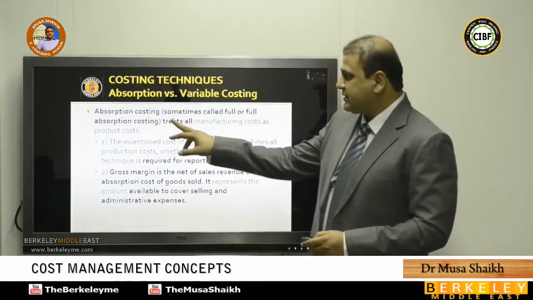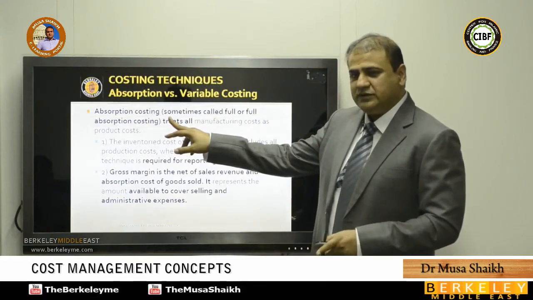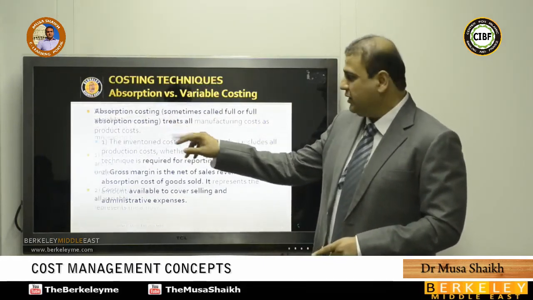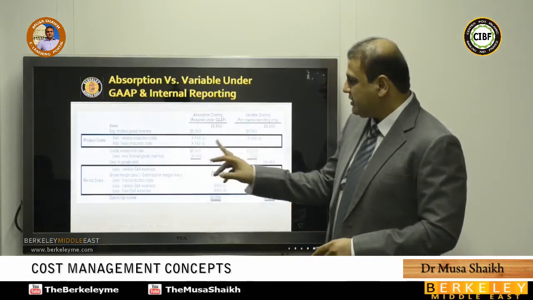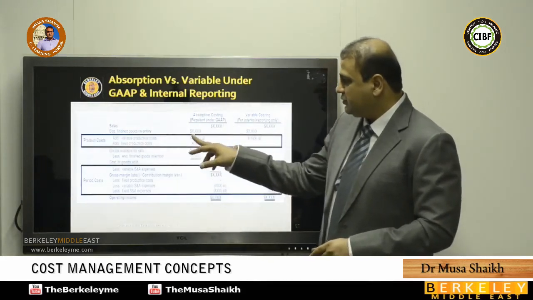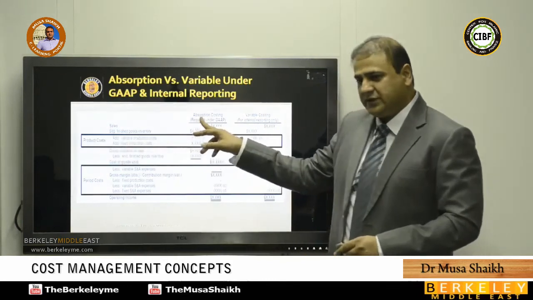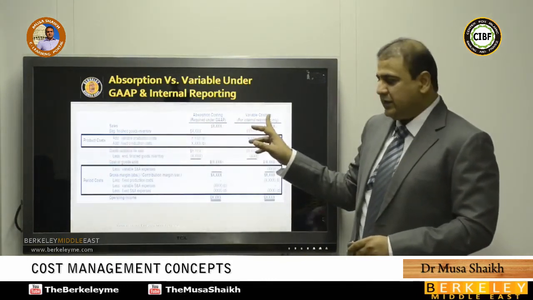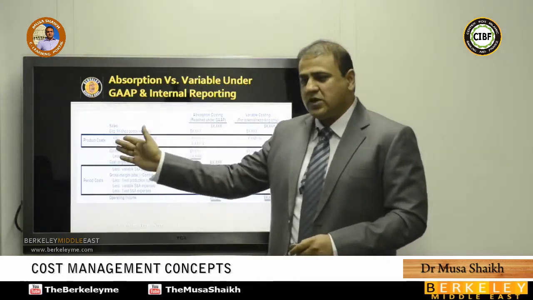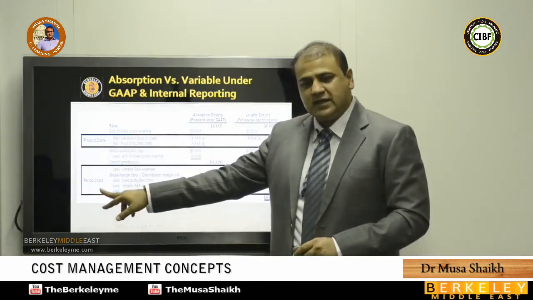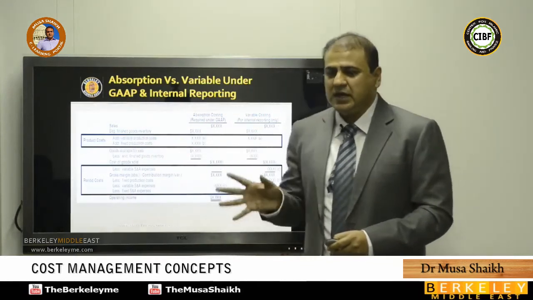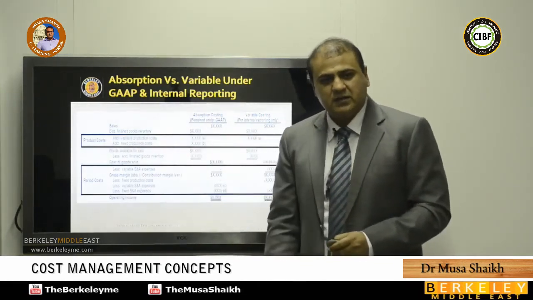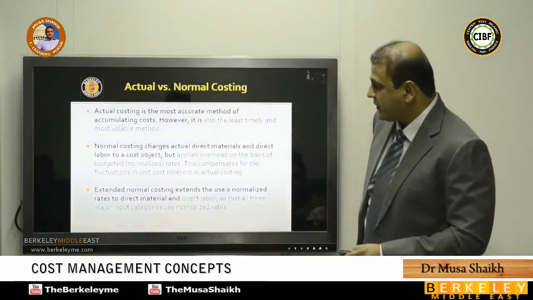This we already discussed. Absorption is the composition of fixed and variable. Variable costing takes only the variable cost. This is the repeated slide. I told you how to calculate product cost by absorption. What is not product cost will automatically be classified as a period cost.